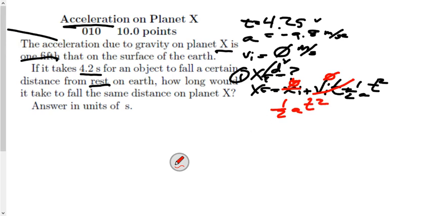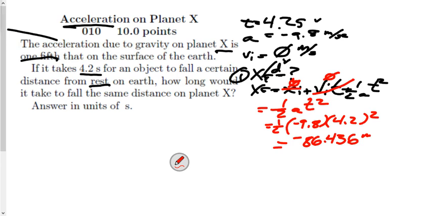So we plug it in. We have our 1/2. We have a, which is always negative 9.8. Then we have our t squared. T is 4.2 in this problem, squared. We plug that in, and we get negative 86.436 meters. We'll keep that distance as a negative. Normally, I'm going to tell you in the U-text if it's going to ask for a negative or a positive answer. So we'll leave it as a negative for right now.